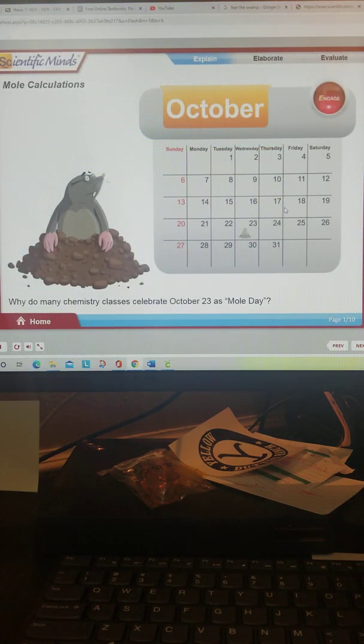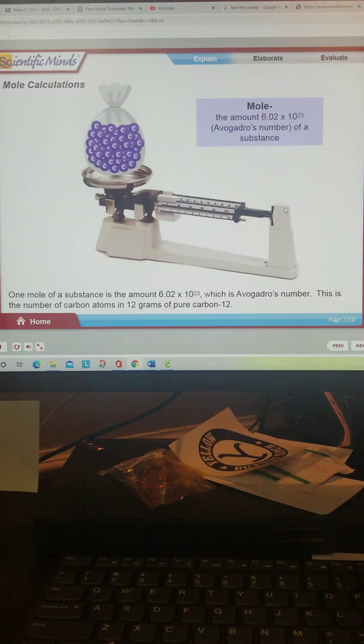Why do many chemistry classes celebrate October 23rd as Mole Day? One mole of a substance is the amount 6.02 times 10 to the 23rd, which is Avogadro's number. This is the number of carbon atoms in 12 grams of pure carbon-12.